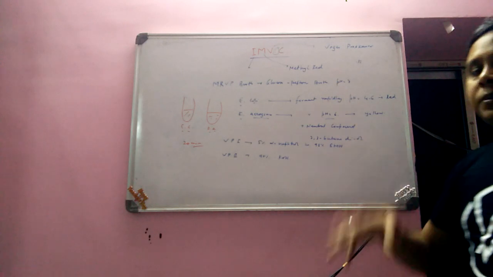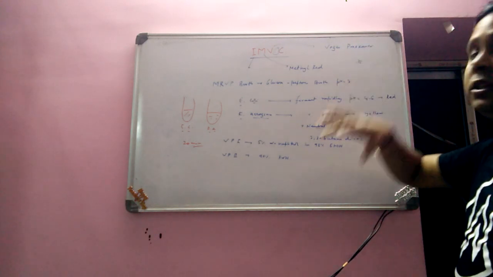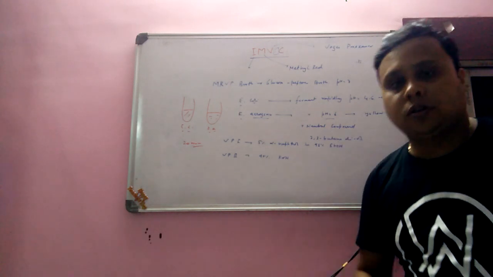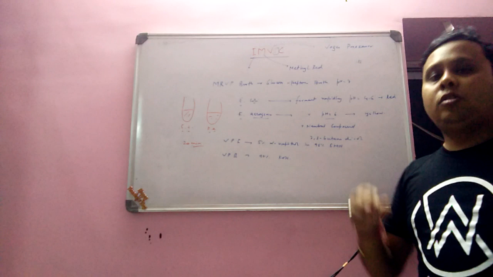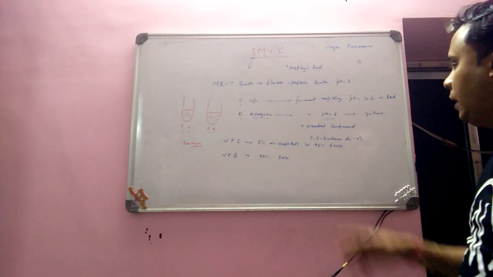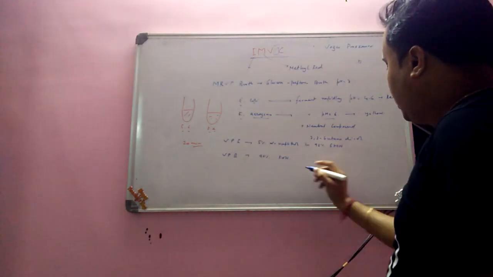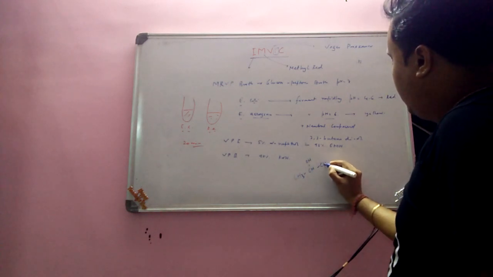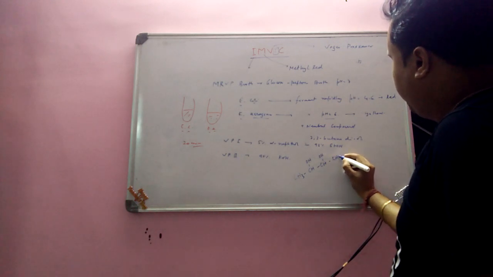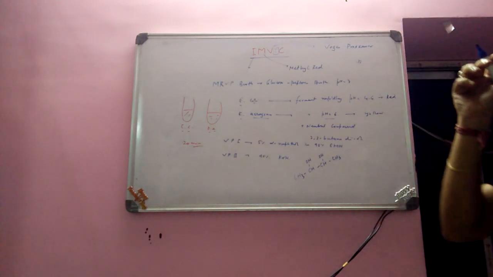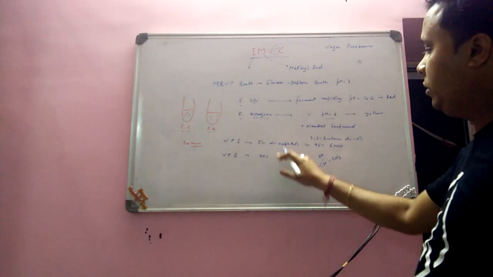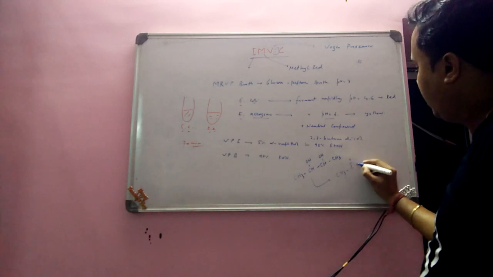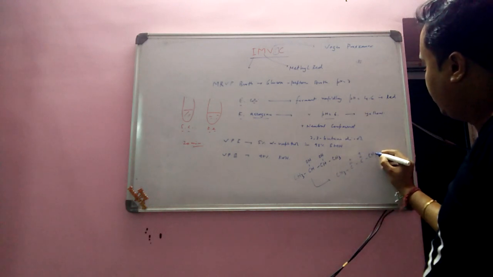So what is happening? The basic principle of using the VP test is to detect these neutral compounds, 2,3-butanediol or acetyl methyl carbinol. This 2,3-butanediol looks like CH3, CHOH, CHOH, CH3. In the presence of 40% KOH and 5% alpha-naphthol, it will be converted to diacetyl, that is CH3, C double bonded O, C double bonded O, CH3, diacetyl.